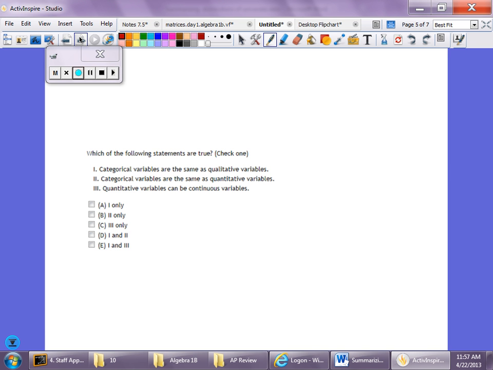Quantitative variables are numbers, and they can either be whole. If they're whole, we call that discrete, or they can be continuous. So we have data, right? We have a variable. The data can either be categorical or quantitative. And then from quantitative, it can either be discrete or continuous.